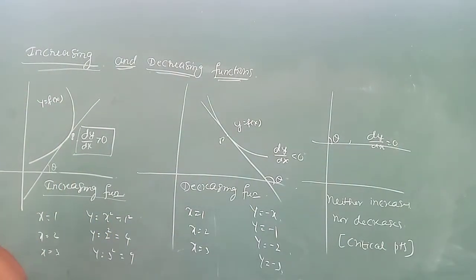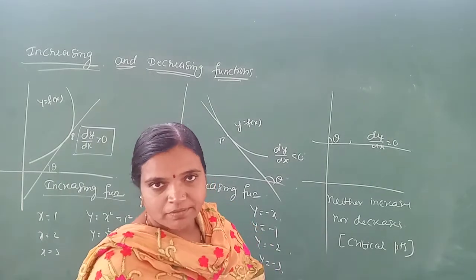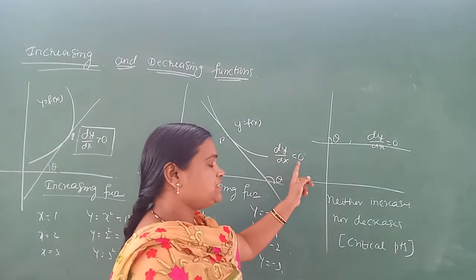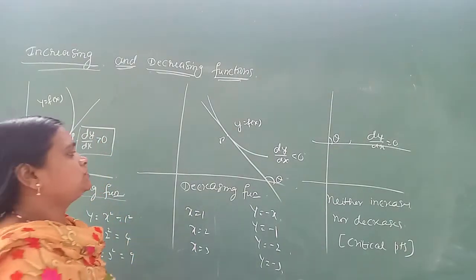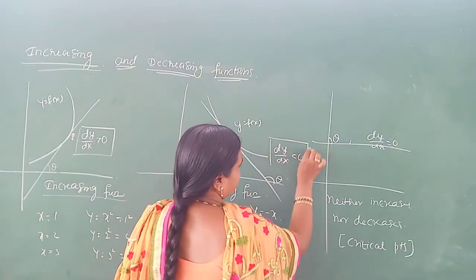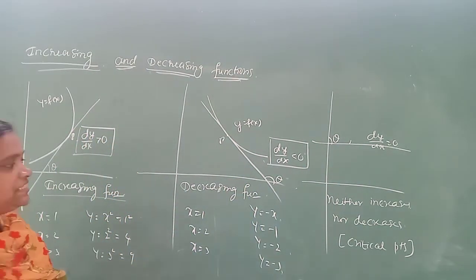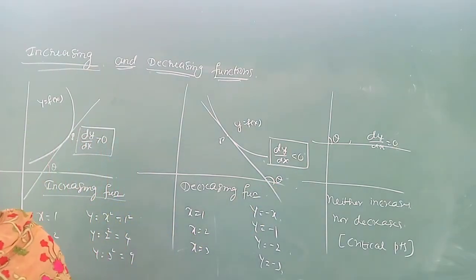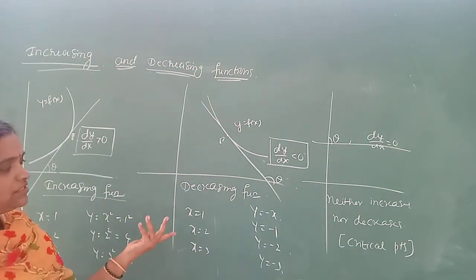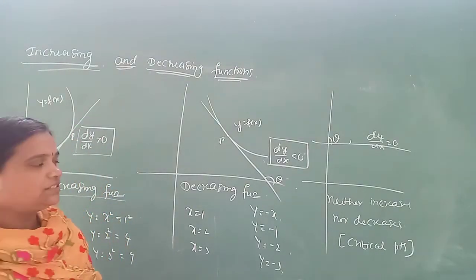And next, do the differentiation dy by dx. What will we get? It is minus 1. Means naturally dy by dx is less than 0. Therefore, please remember that for a decreasing function, always dy by dx is less than 0. By seeing this diagram, you can say that theta is obtuse, means more than 90. It is a decreasing function.